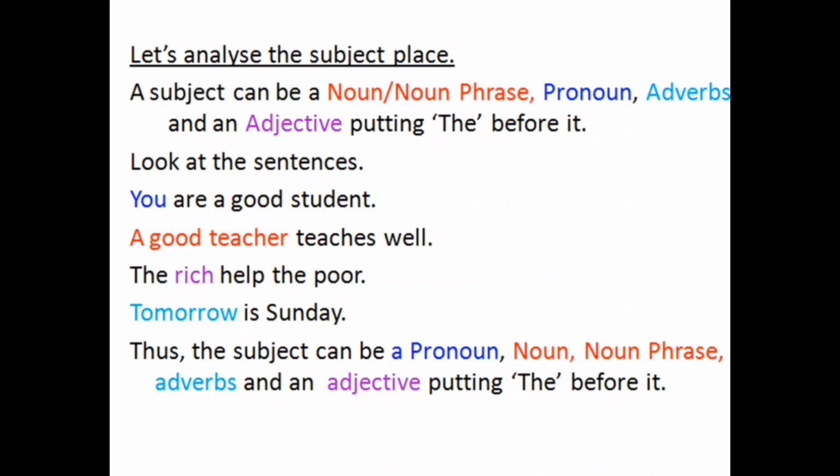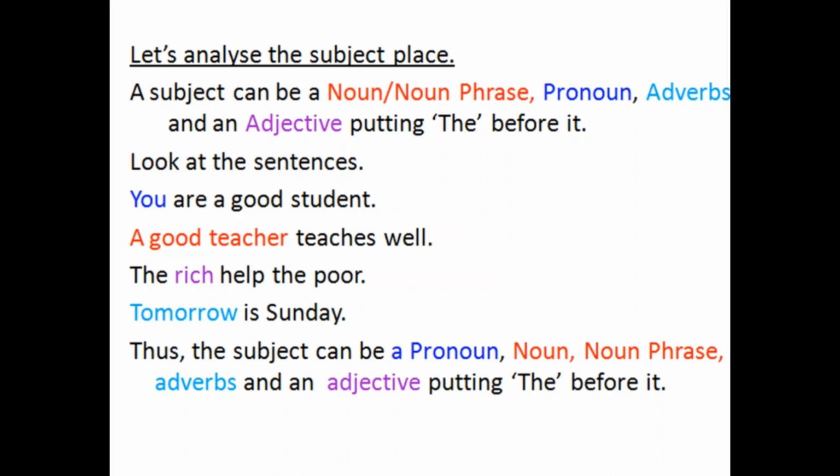Look at the sentences. Notice the colors of the words to identify their grammatical names. You are a good student. Here you is a pronoun which is used as a subject. A good teacher teaches well. A good teacher is a noun phrase which is placed as the subject. The rich help the poor. Rich is an adjective putting the before it is placed as the subject. Next, tomorrow is Sunday. Here tomorrow is an adverb which is placed as a subject.